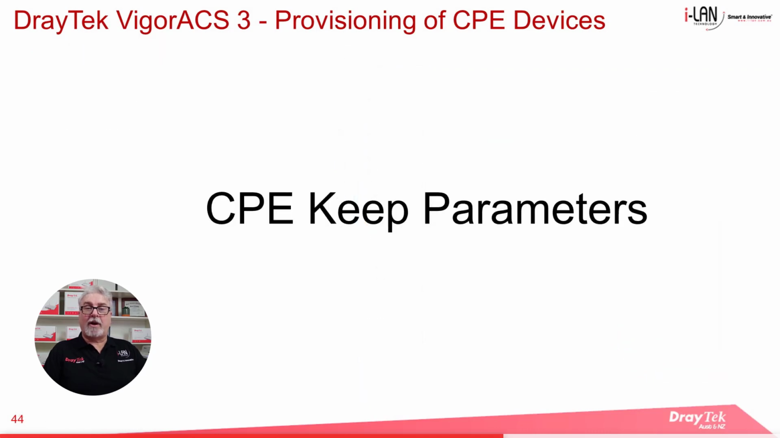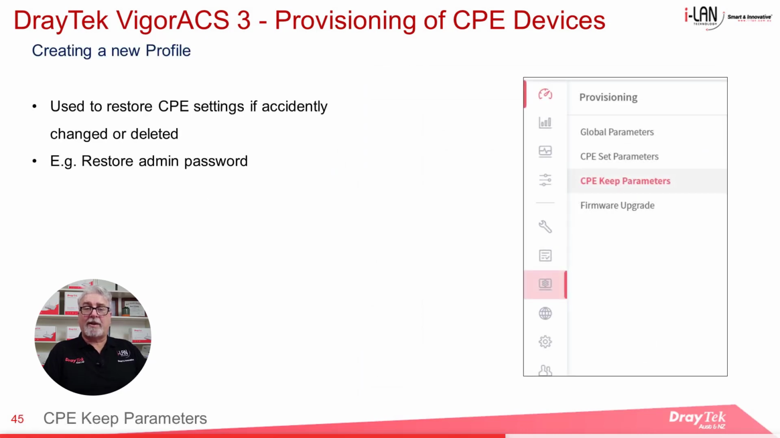The third provisioning item is CPE Keep Parameters. CPE Keep Parameters allows you to specify which CPE configuration parameters to restore if they've been accidentally changed or deleted. This is the same as the Always Keep option when creating global profiles we demonstrated earlier, where we use this function to restore the router password after it had been changed.